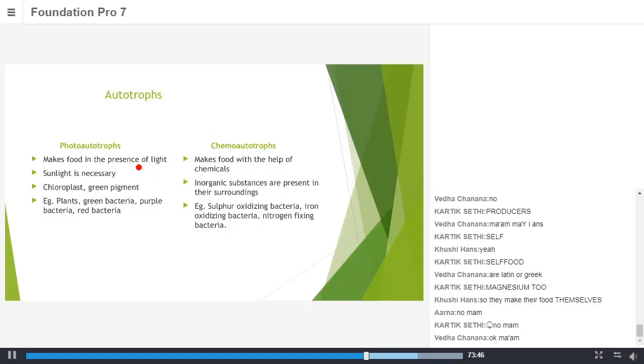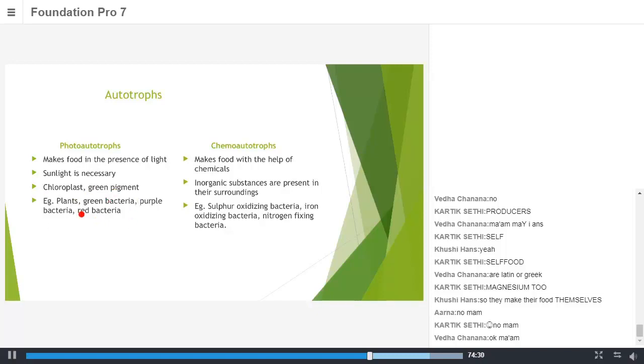So photoautotrophs make food in the presence of light. Sunlight is necessary, of course, be it less, be it more, be it very little, but sunlight is a necessity for photoautotrophs, because of the word photo. Chloroplast is needed because only sunlight will not suffice. If there is only sunlight, it will not prepare food. Chloroplast is the green pigment, which is there in the stomata. And giving a few examples: green plants, green bacteria, purple bacteria, red bacteria, blue-green bacteria, which we have already discussed.